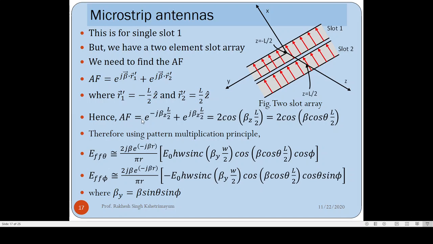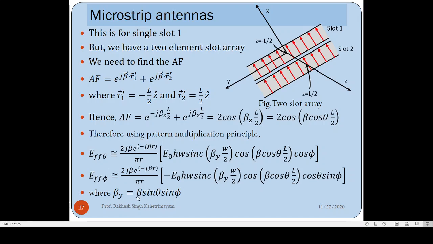So the array factor will simply become exponential minus j beta z L by 2 plus exponential j beta z L by 2. This you can express in terms of the cosine function, 2 cos of beta z L by 2. What is beta z? Beta z is beta cos theta. So the final expression for the array factor is 2 cosine of beta cos theta L by 2. You multiply this with the far field theta and phi components of the electric field of the single slot, and then you have the radiation pattern in the far field of a microstrip antenna.